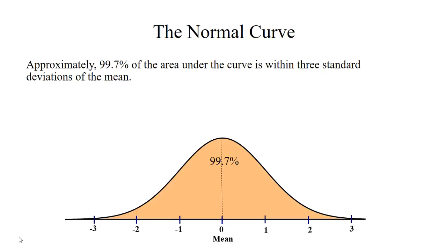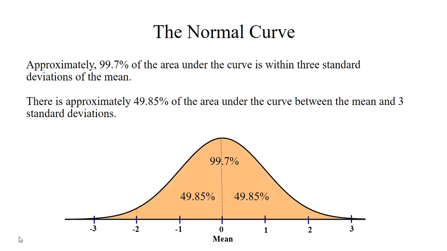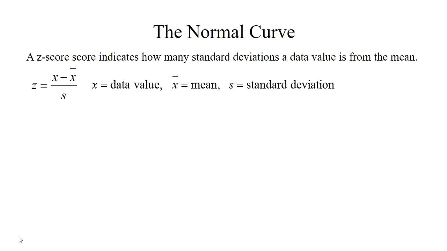Approximately 99.7% of the area under the curve is within 3 standard deviations of the mean. It is very unusual to find a data value that is beyond 3 standard deviations from the mean. Again, you can split that up, so you have 49.85% of your data between the mean and 3 standard deviations. A z-score will tell us how many standard deviations a data value is from the mean. To find a z-score, we will take the data value minus the mean and divide by the standard deviation.